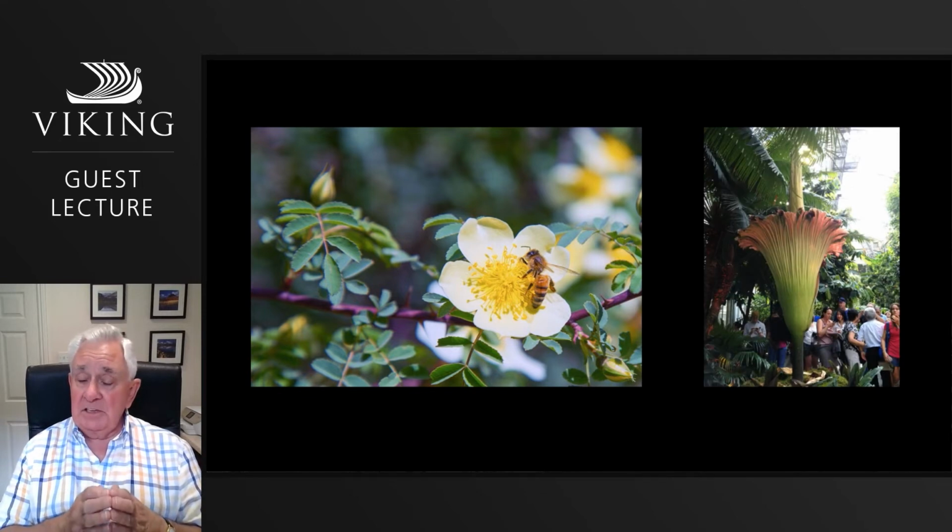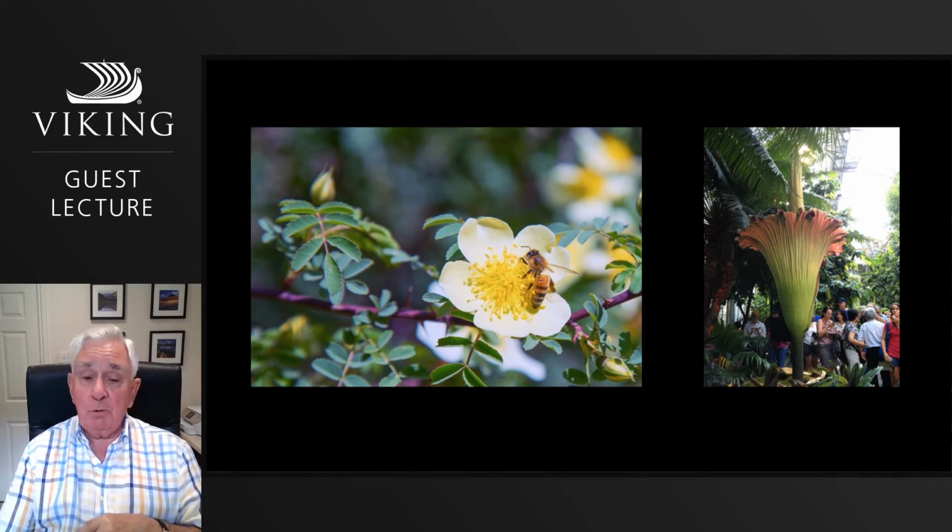But flies can be pollinators, and flies will pollinate this plant here, the Titan arum, the largest flower in the world. If you've ever smelt it, you'll never want to smell it again. It smells absolutely putrid. It smells like rotting meat. And of course, flies are attracted to rotting animals, so they are attracted to this in great numbers and will pollinate it.